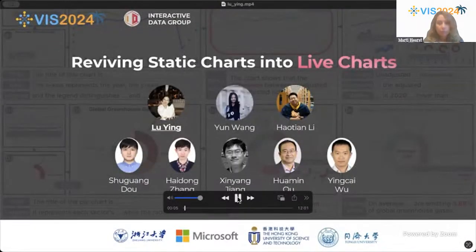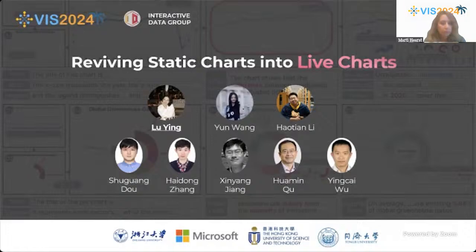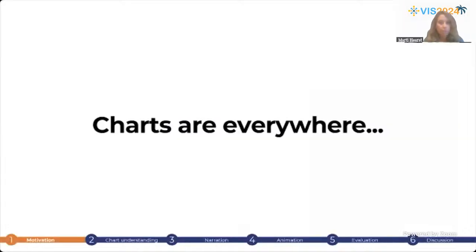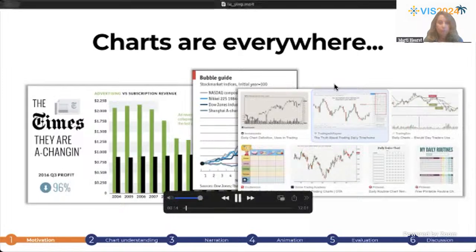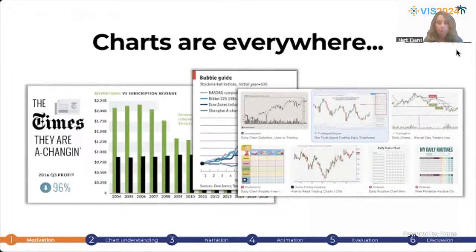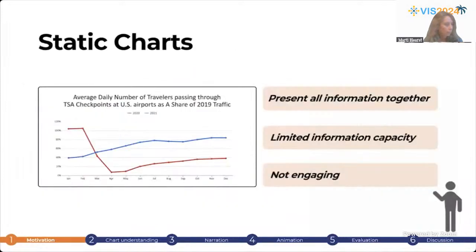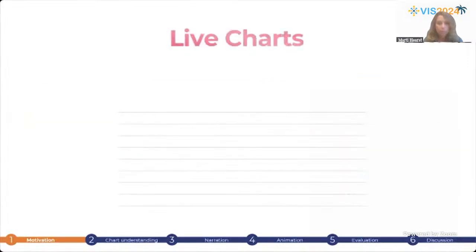Today I'll present the paper Reviving Static Charts into Live Charts. Charts are everywhere in our daily life. You can also see a lot of charts in social media like the New York Times. Most charts there are static ones. They present limited information and their information capacity is limited. And I think they are not engaging enough. So in this paper, we present live charts.